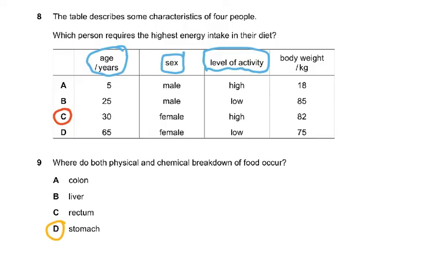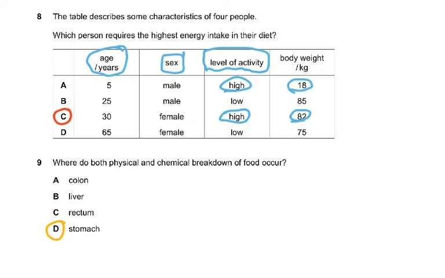So the table describes some characteristics of 4 people. Which person requires the highest energy intake in their diet? The answer to that was C. Why? Because this 30-year-old female has a high level of activity and her body weight is 82 kg. The main thing we were looking at was that more energy would be needed only by the high activity people. So one was a 5-year-old jumping up and down, and the other was a 30-year-old with high activity and her body weight was 82 kg. That was a clue that more weight means more energy, naturally, to maintain all the body cells, you need more respiration, more energy released.